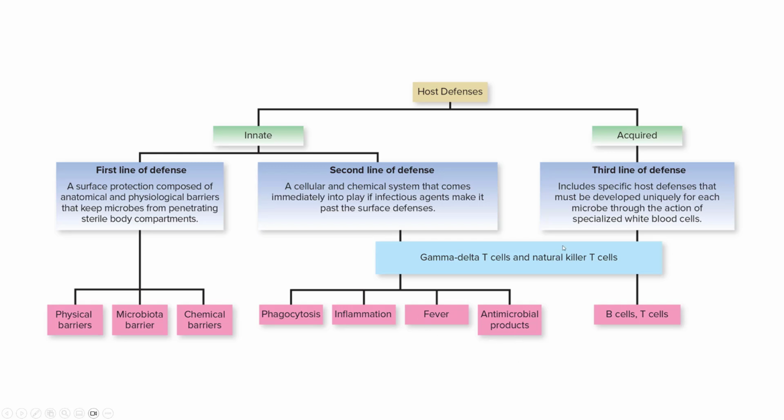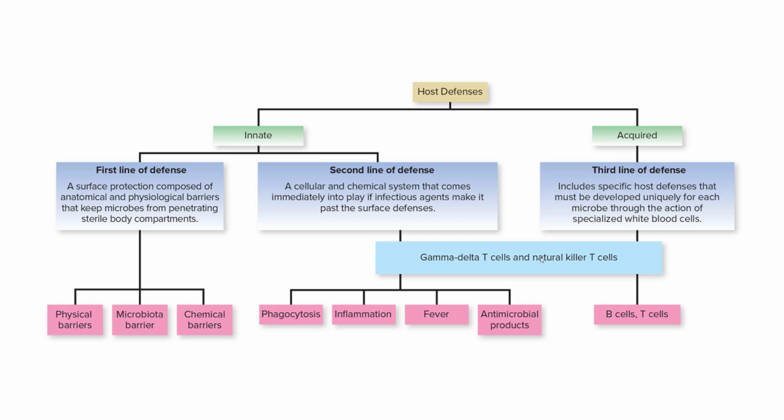Now, we won't get into this here, but there is also an indication here that some aspects overlap. Gamma T cells and natural killer T cells sort of fall in between these two. Can't quite place them in one or the other. But generally speaking, we're going to focus on each defense by itself there.